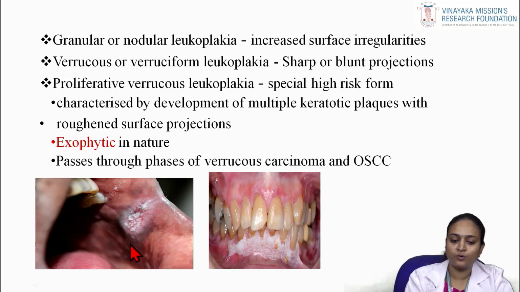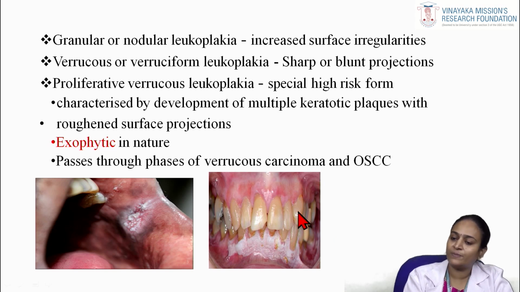This is the type of leukoplakia, that is a nodular type of leukoplakia. It has increased surface irregularity, you can see. And this is an example of verrucous leukoplakia. It can be called verrucous or verruciform leukoplakia. Here you can see the sharp and blunt projections on the surface.